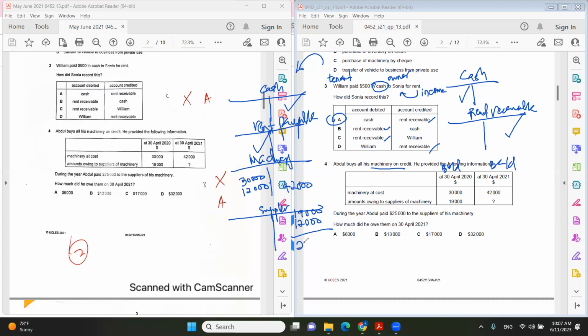Now we have a total of 31,000. During the year, Abdul paid 25,000, which sits in here. So take 31 minus 25, and we should get 6,000. So he still has a balance of 6,000 owing. Okay, next.